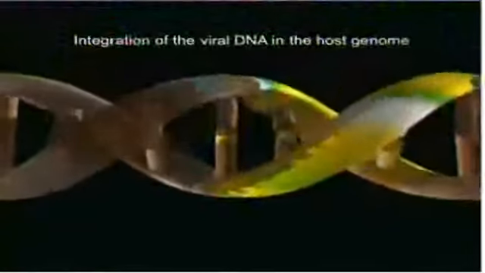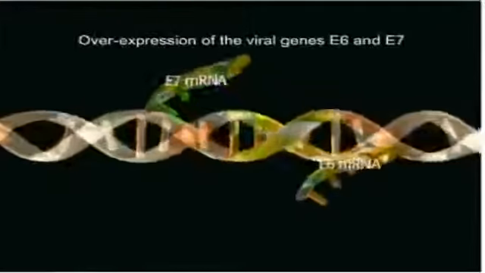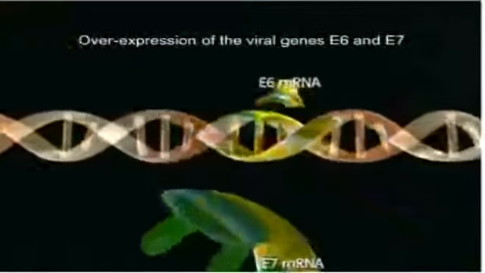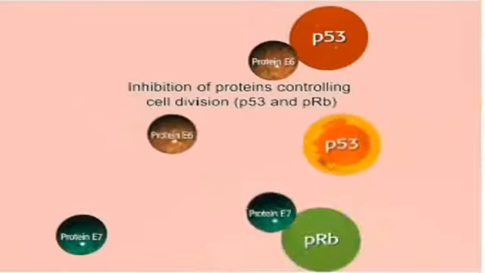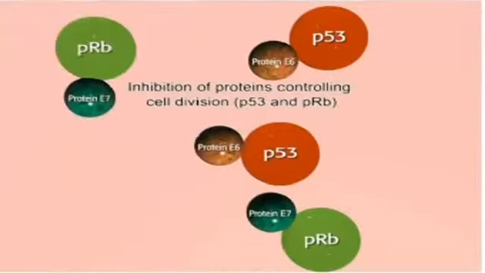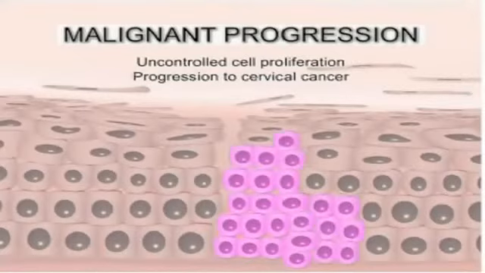This results in DNA rearrangement and overexpression of two viral genes, E6 and E7. This abnormal upregulation drives persistent production of E6 and E7 proteins in the host cell cytoplasm. Overexpression of E6 and E7 induces the inhibition of p53 and retinoblastoma proteins, two key proteins controlling normal cell division. Disruption of these functions leads to disturbance of the cell cycle, uncontrolled cell proliferation, and subsequent progression to cervical cancer.